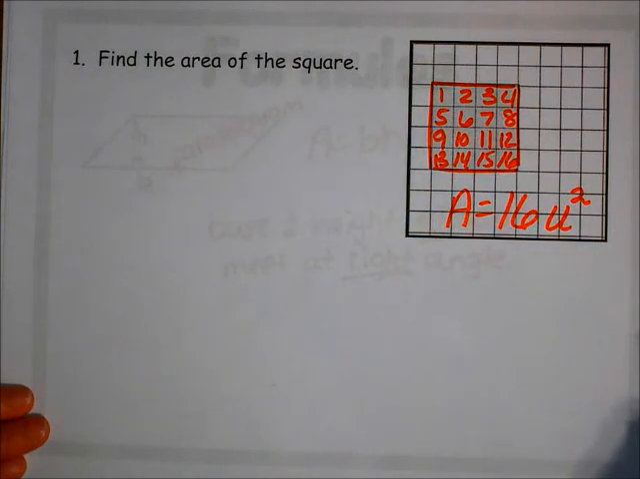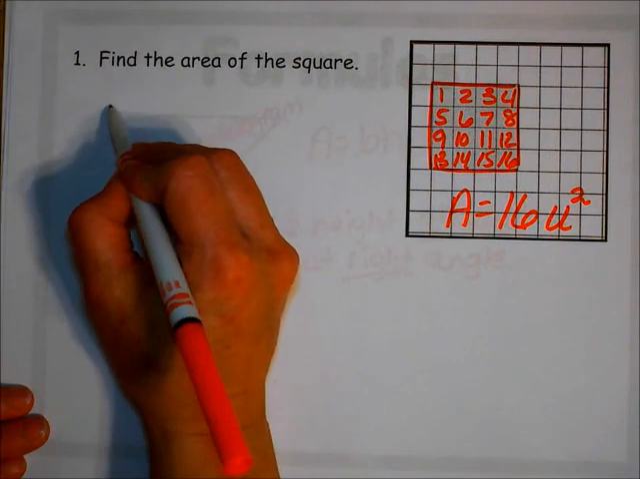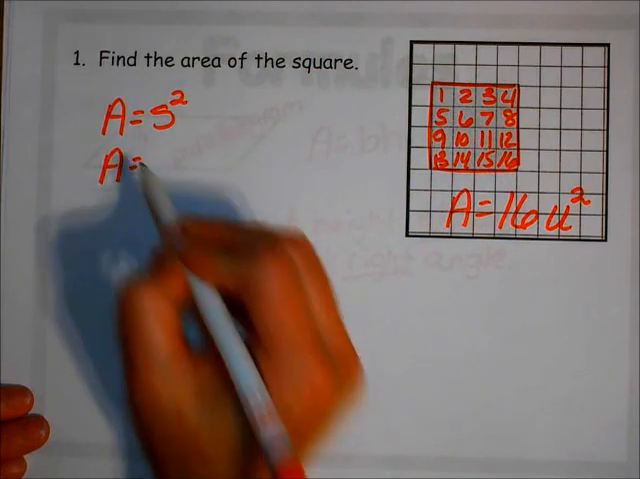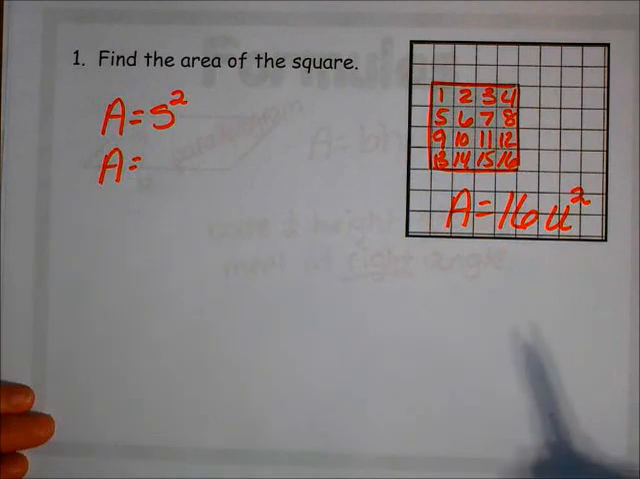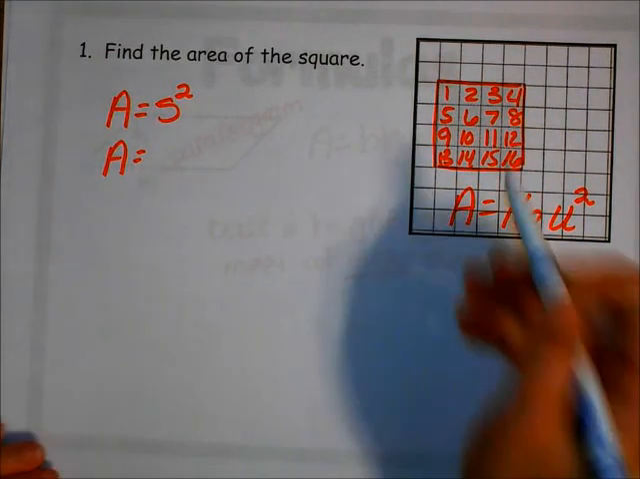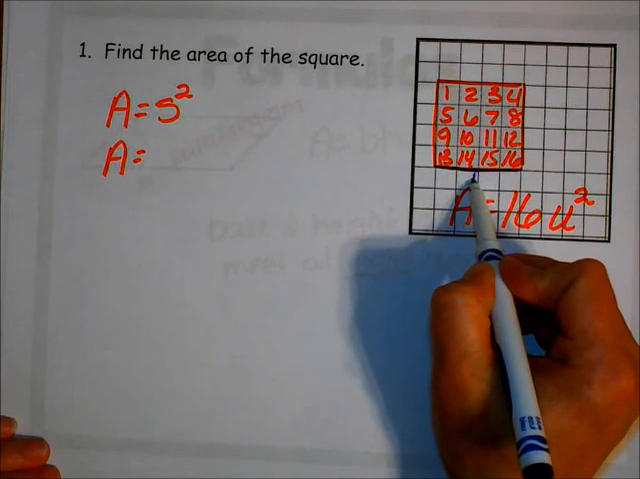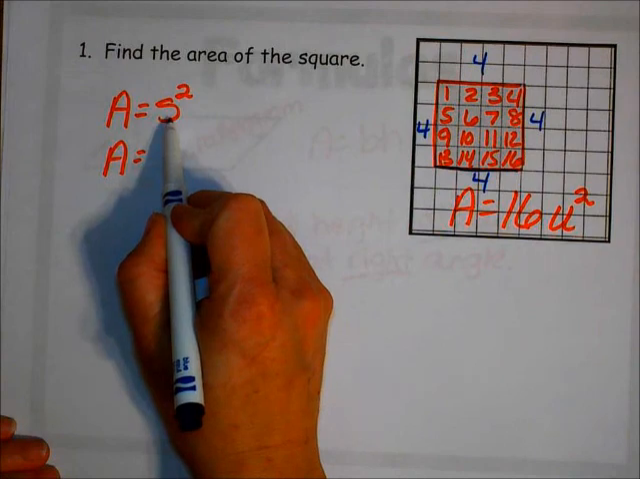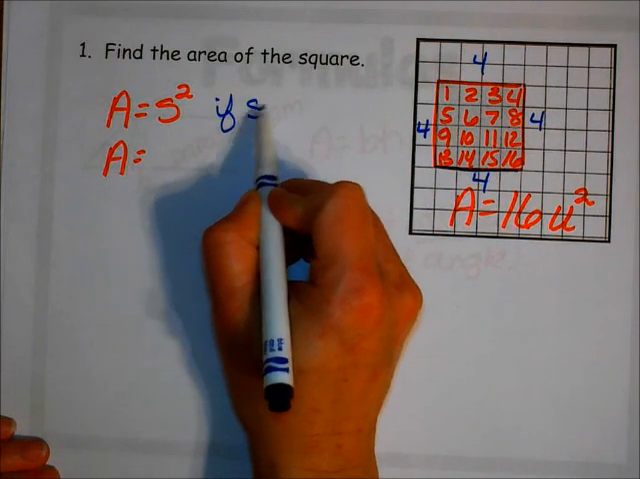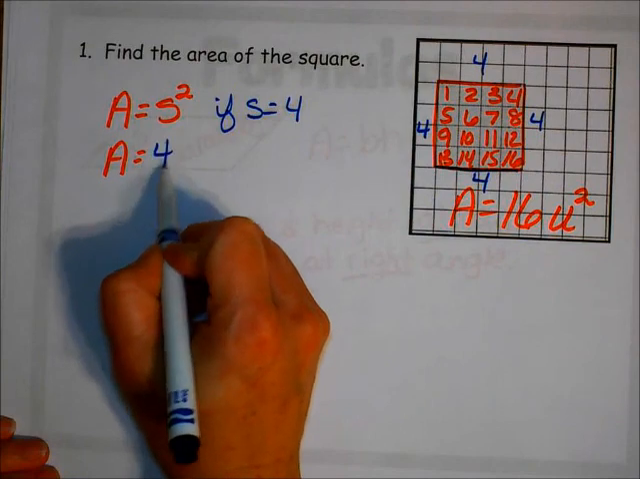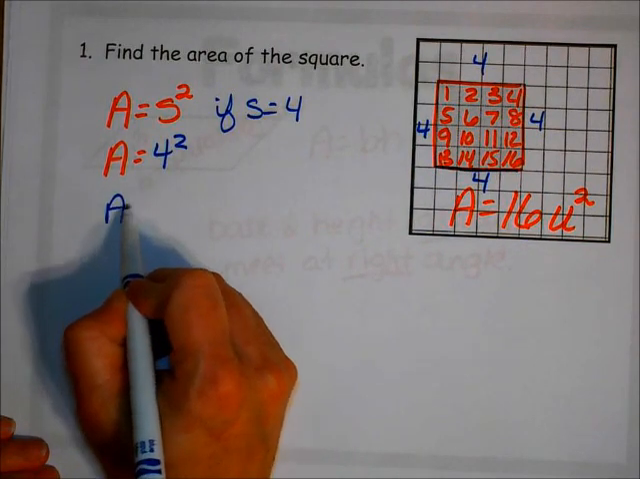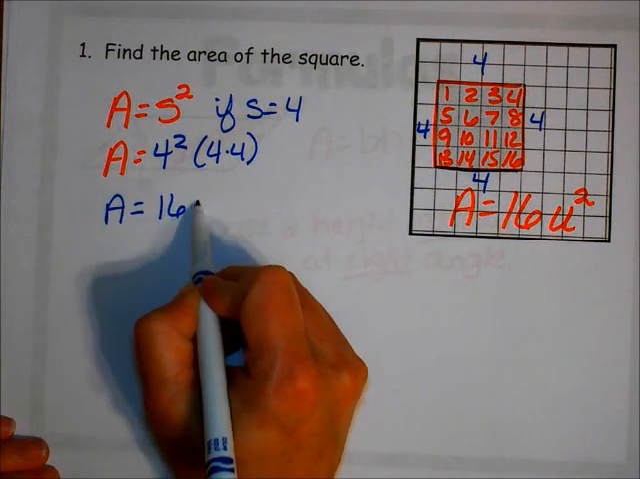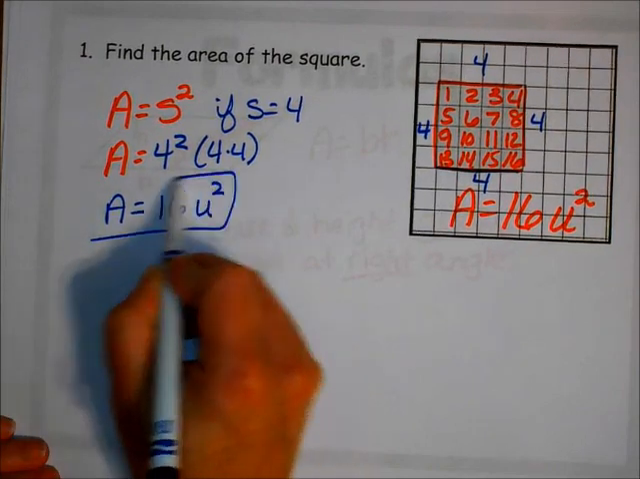But if I don't want to count all of the squares, I can use my formula for area of a square, which is A equals S squared. Remember, S stands for the length of the side of a square. So let's count each side. 1, 2, 3, 4. So each side of my square is 4 units. So instead of saying S squared, I'm going to let S equal 4. So A equals 4 squared. So remember, 4 squared really means 4 times 4. So my area is 16 units squared.